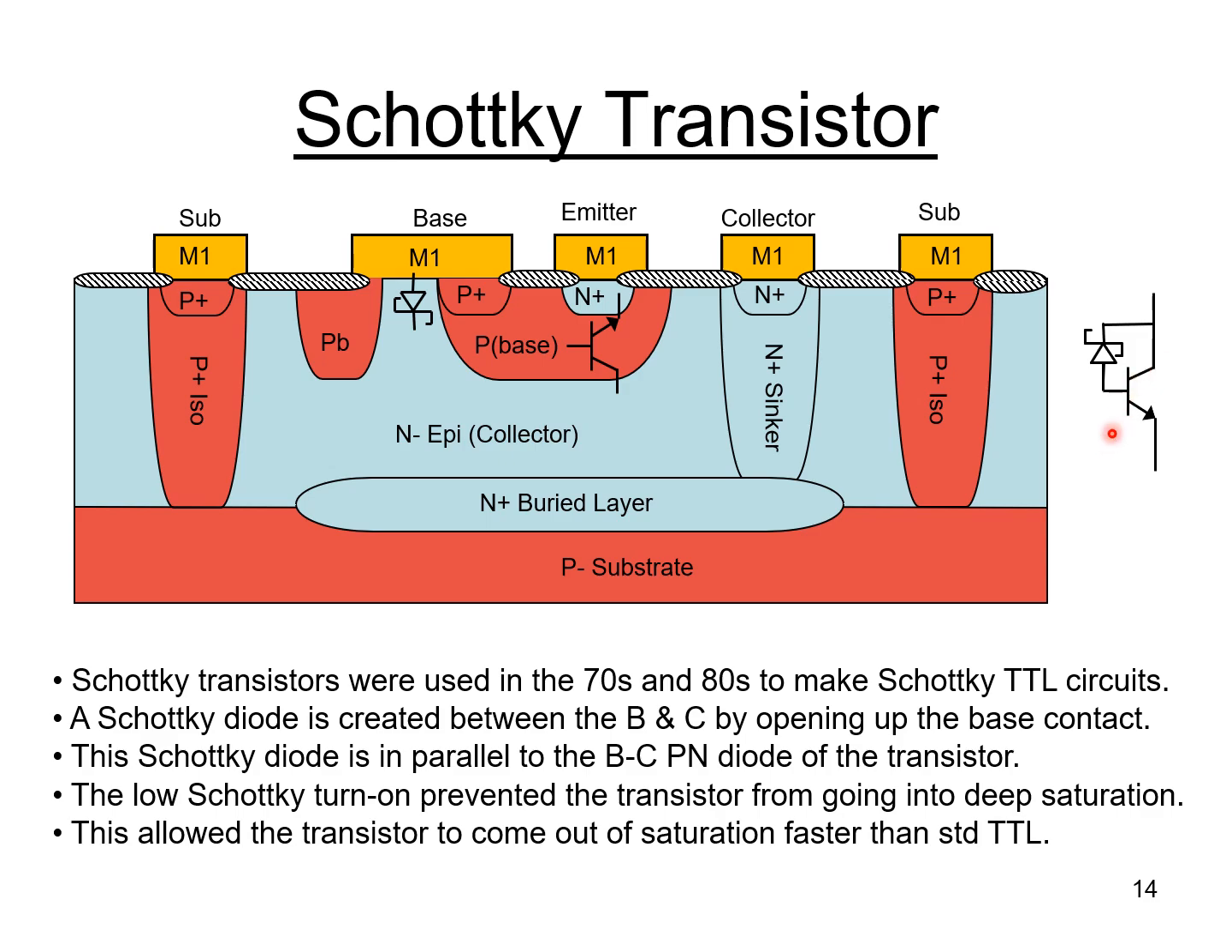If you try to saturate this transistor, which basically would be forward biasing the base collector junction, the Schottky diode would forward bias first and prevent a lot of the charge being stored in that base collector junction. And what that means is that when it came time for the transistor to come out of saturation, it could come out much easier or much faster because you didn't have all that diffusion capacitance of the base collector junction that you had to discharge.